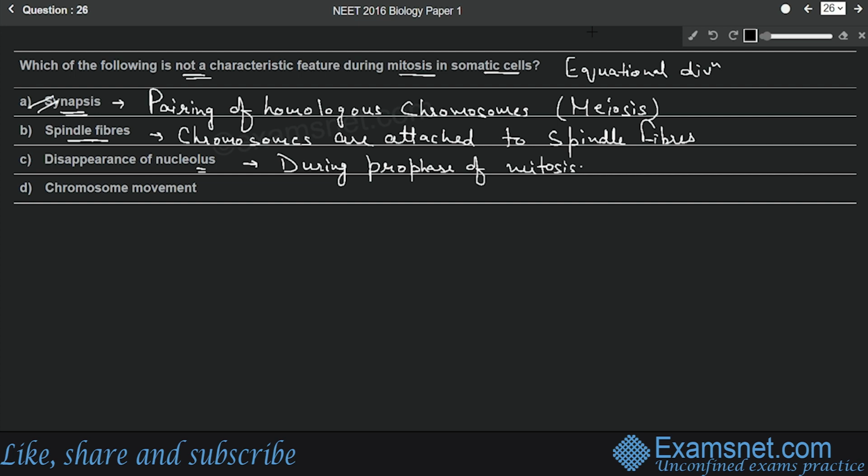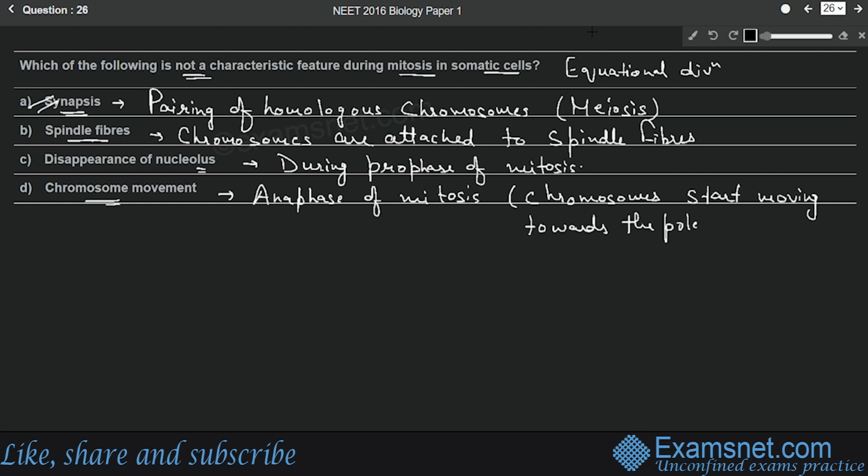Then the last one is chromosome movement. Again, this happens in mitosis during the anaphase. Anaphase of mitosis. And what happens? Here the chromosomes move towards the pole. Chromosomes start moving towards the poles. So which one is not the part of mitosis? Synapses. So option A is the correct answer.